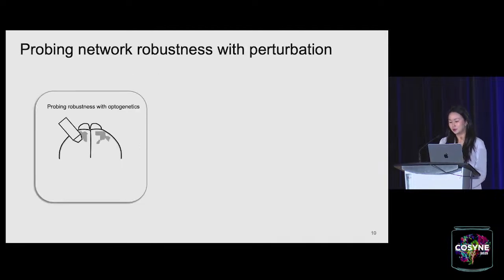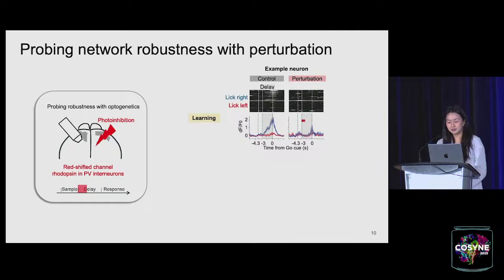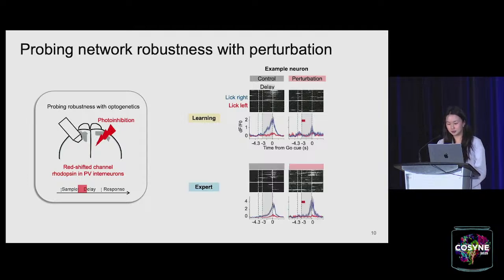To probe network robustness, we use an optogenetic approach to silence the right hemisphere while imaging from the left. So this is like lesioning a portion of the cells in a network and measuring the network response. Let's look at an example neuron. The left here shows a control trial activity. So when a transient perturbation is applied in the early delay, the trial type selectivity is abolished. This is the activity at the learning stage, but if we look at the same neuron in the expert stage, the activities become robust to such perturbation.